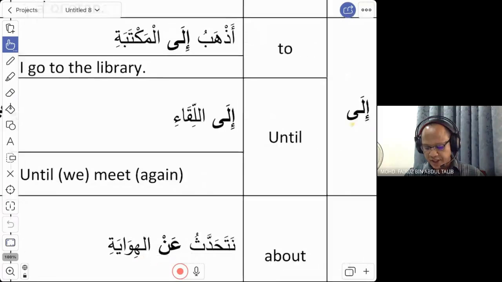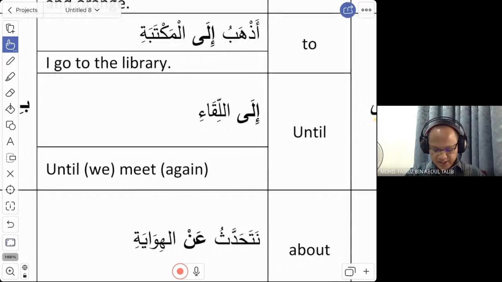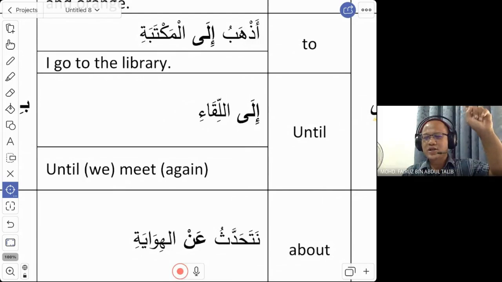The second meaning for the word ila, sometimes it is used as until, till this part, from here until here. So that is also ila. We have learned this phrase when we learned the topic of ta'aruf. You want to say goodbye until we meet again. So this is the phrase, ila al-liqa.